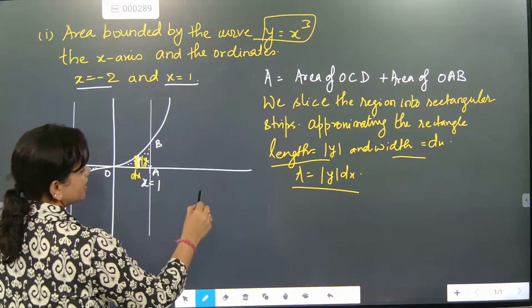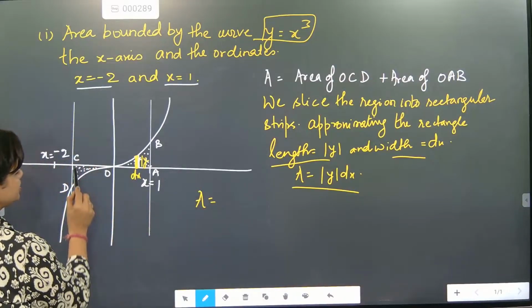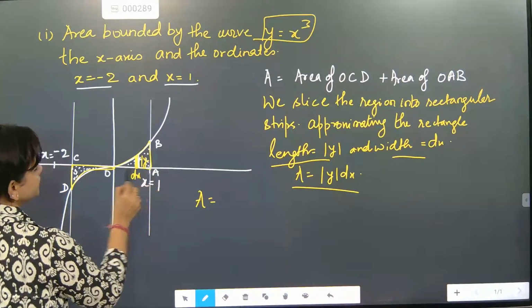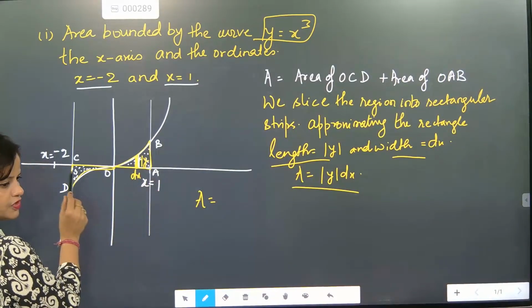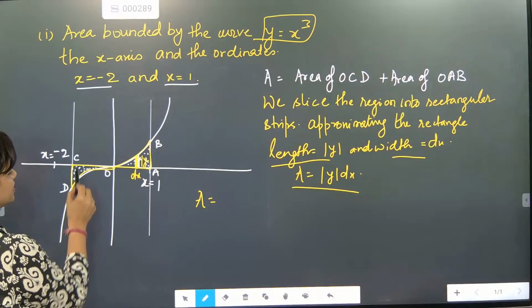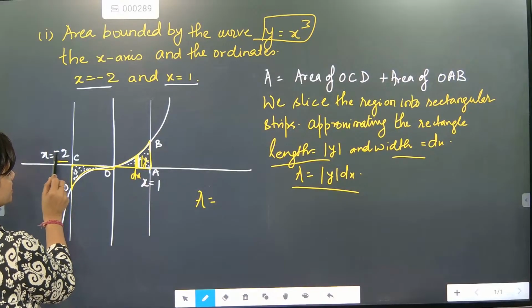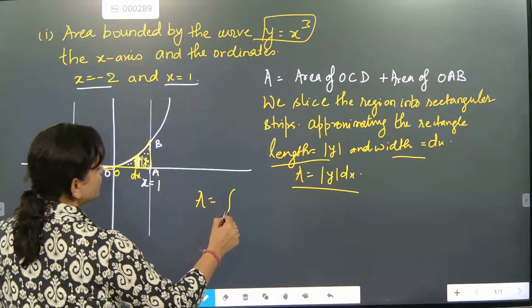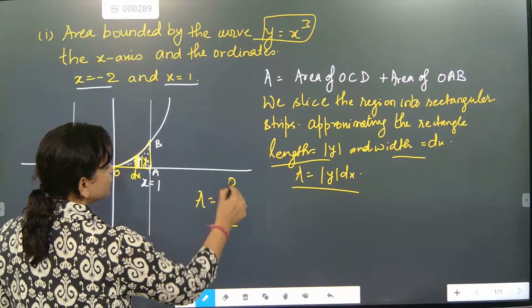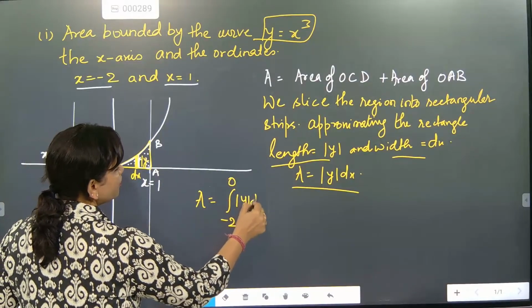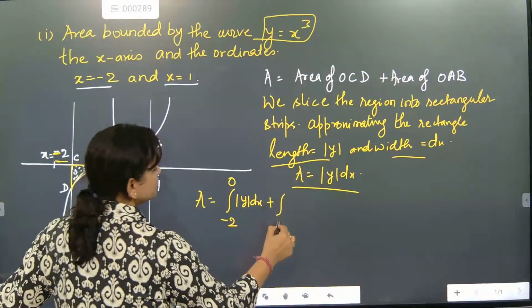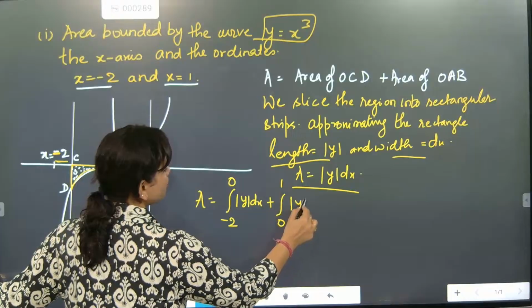So the total area will be divided into two regions here. This is the first region and this is the second region. In the first region, x is coming from -2 to 0. Understood? So here our limits are -2 to 0 of modulus of y dx, plus 0 to 1 of modulus of y dx.